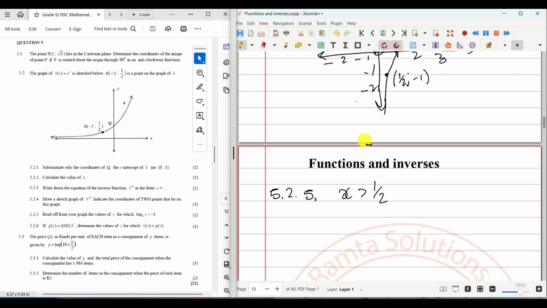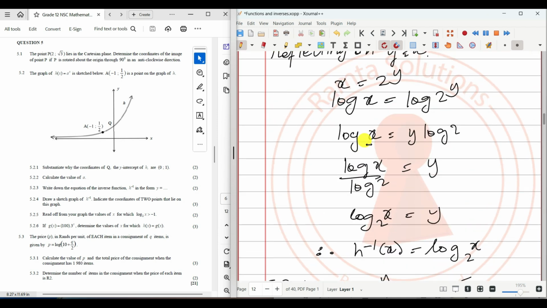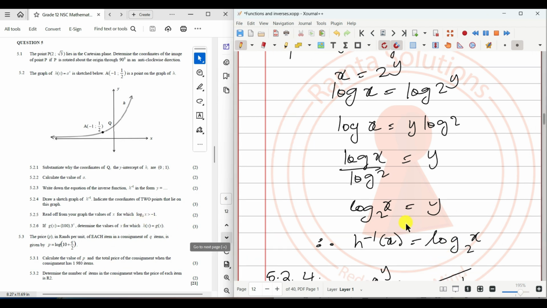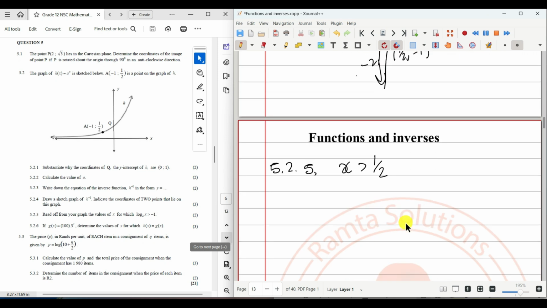But let's confirm, is this what we said? Yes, h inverse of x was exactly this. So we are good. 2 marks for us, right? Perfect.